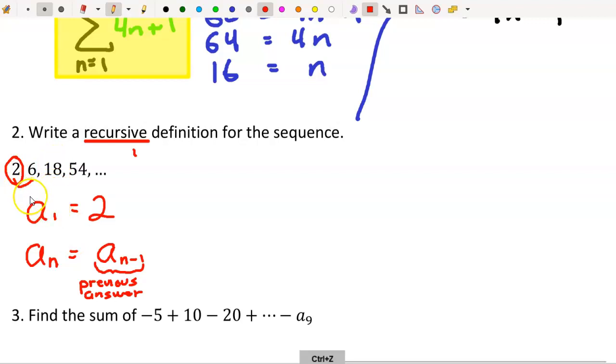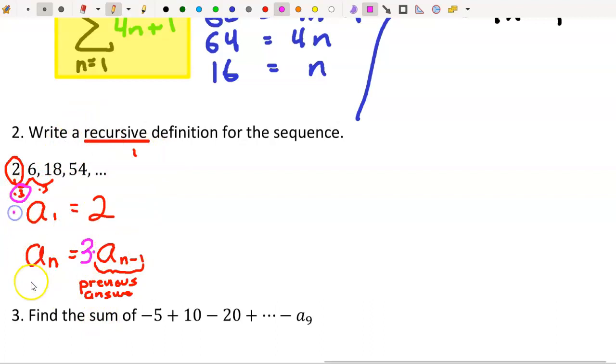So you're just figuring out what we're actually doing here. So we can try geometric and say maybe it's times 3, and sure enough, that's what it is. So to get the next term, all I have to do is take the previous term and multiply it by 3. So my formula will just be, well, take 3 times whatever the previous answer is, and that'll give me my new term. All right, so that's the format for recursive.